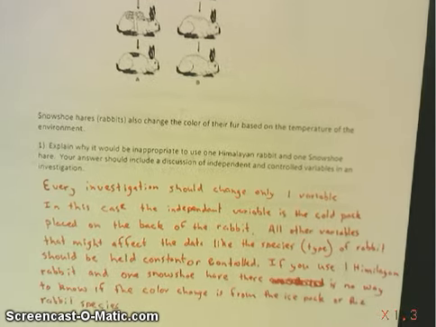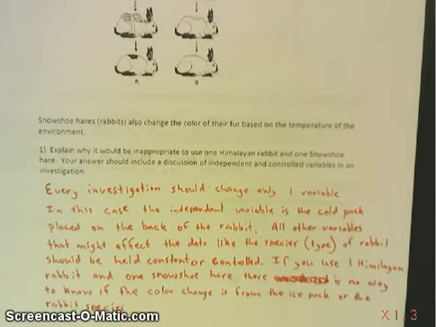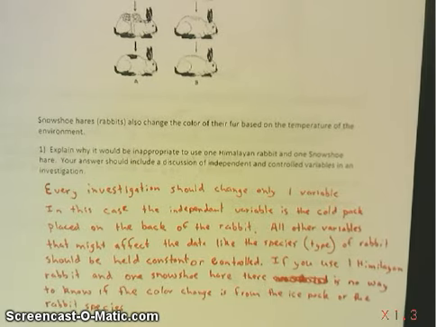This one's actually worth 4 points, in my opinion, that you correctly said that there should be only one independent variable, that the independent variable is the thing that they changed, that all other variables should be kept the same, including the species of rabbit, and that if you change two variables, you can't tell what the correct answer is. Page 2.